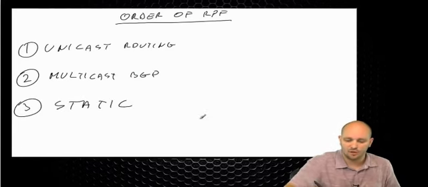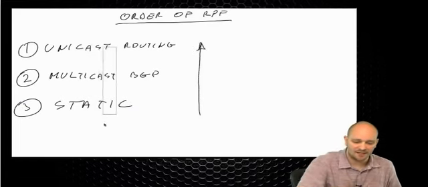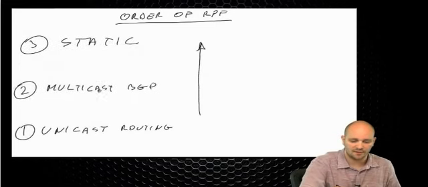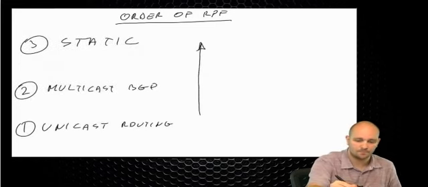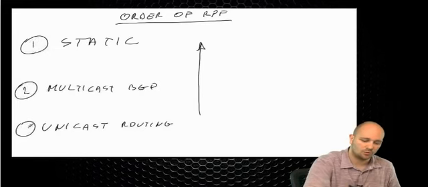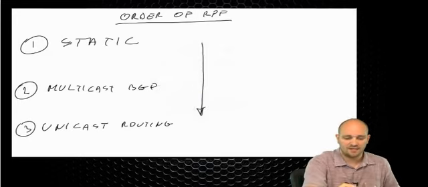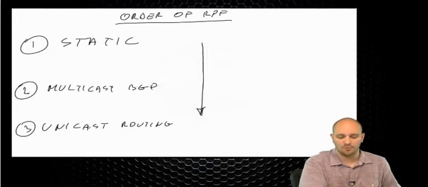But the problem is that the order is actually this way. So it is, again, upside down. So unicast routing is last, static is first, multicast BGP is in the middle. So here, 1, 2, 3. So this is the order of preference. Now, that means that static will win over multicast BGP, which will win over unicast routing.